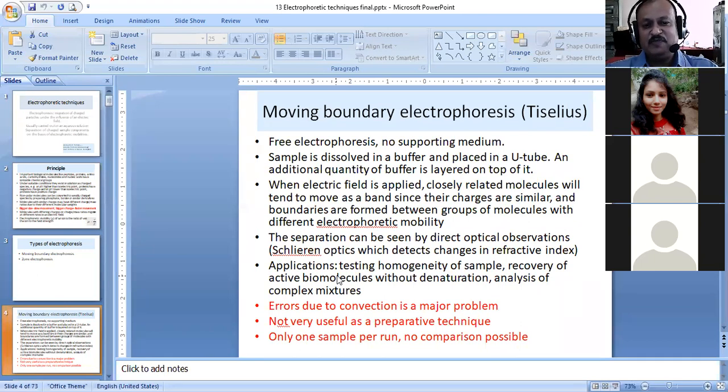It is a system where we have a light passing through the buffer, and then the light will be refracted as a moving boundary crosses a particular region in front of the camera. There will be a change in the refractive index, and the change in the refractive index will be sensed by the camera. Okay, so coming to the applications of this important technique, this is used for testing the homogeneity of the sample.